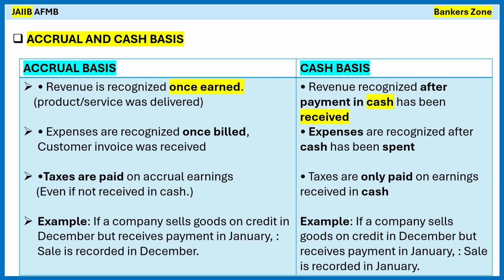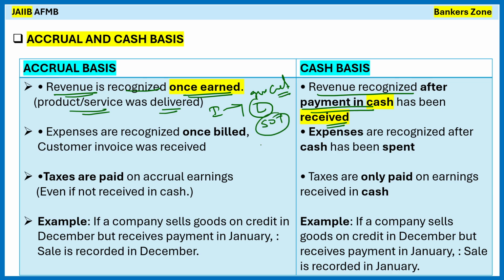In the case of accrual basis, revenue is recognized once earned, right? Once the product or service is delivered, we will mark whatever the revenue is as earned. But in the case of cash basis, revenue is recognized after the payment in cash has been received. For example, I am the seller and I have supplied some goods to my customer on credit, and I am supposed to get 50,000 rupees. I am sure that my customer will repay it. So I will mark that 50,000 as my revenue in the case of accrual basis today itself, right?